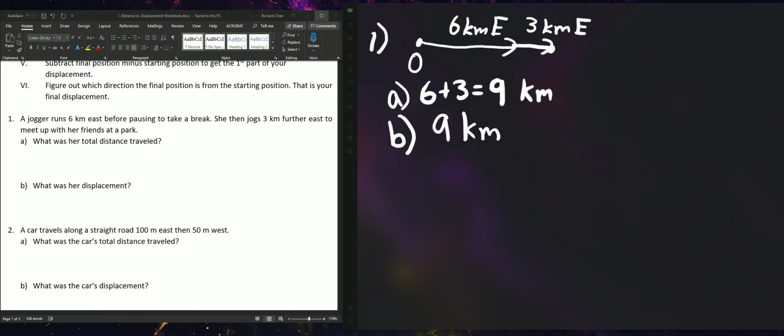But we're still not done here because, again, we need a direction. So there's east, there's north, there's west, there's south. And so we need to know which direction our final position is from our initial position. And we know that our final position is east of our initial point. Alright?